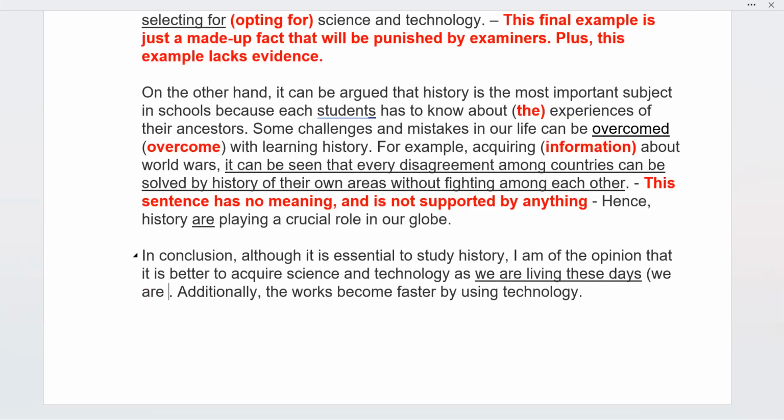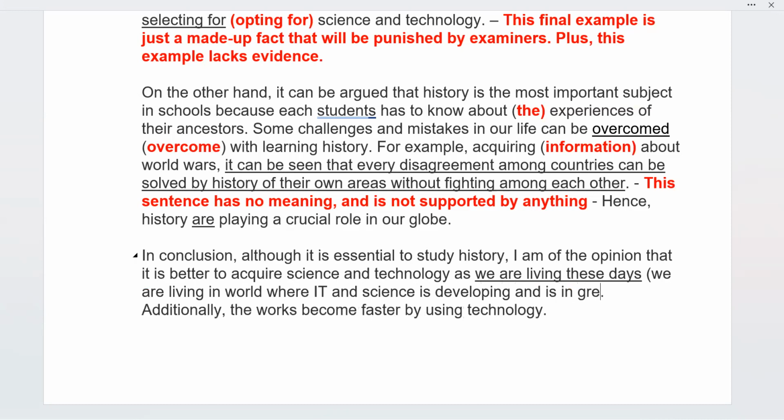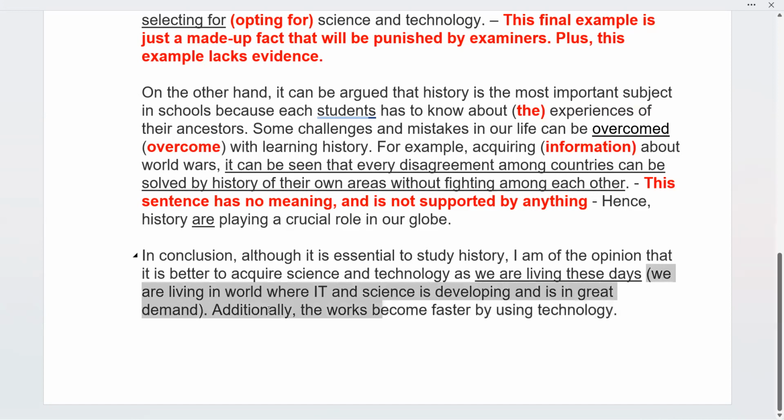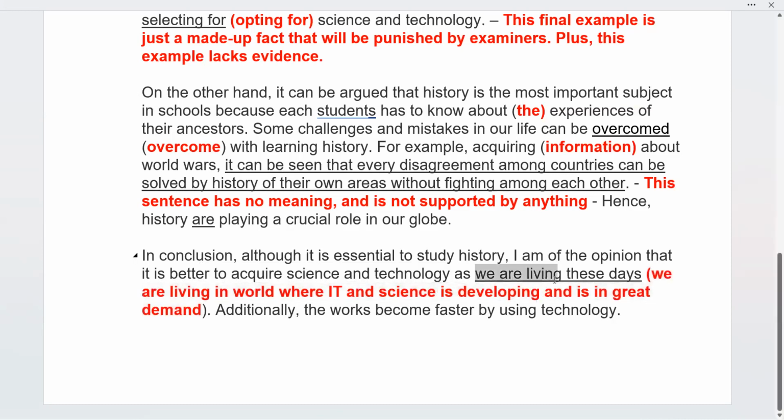We are living in a world where IT and science is developing and is in great demand. This is something that would actually make a lot of sense here. But what we got in the conclusion is just not ideal. I wouldn't approve of this.